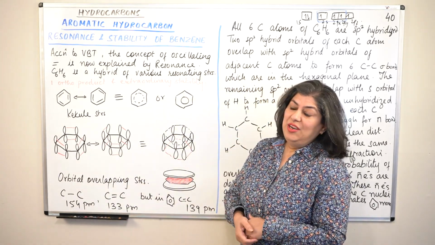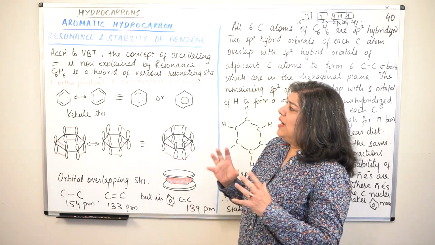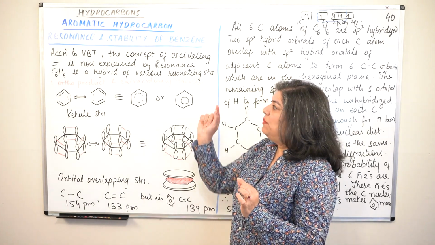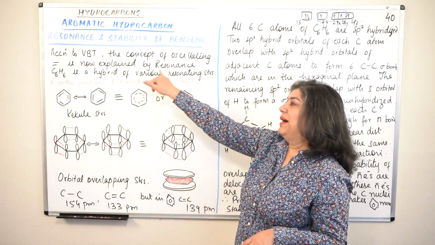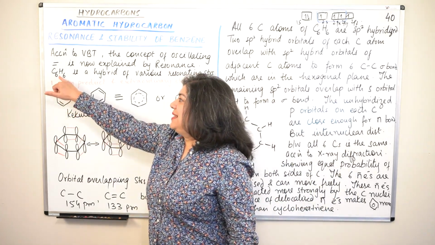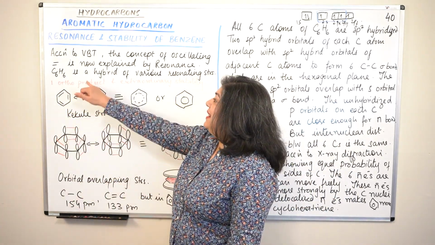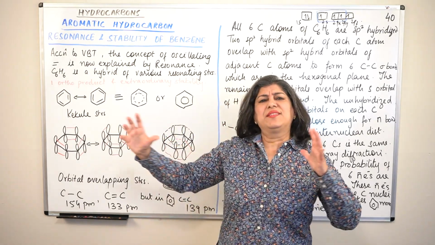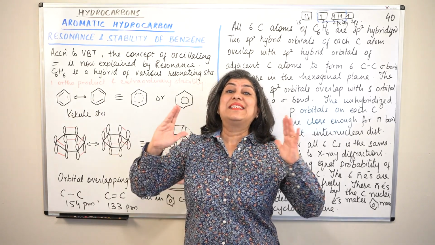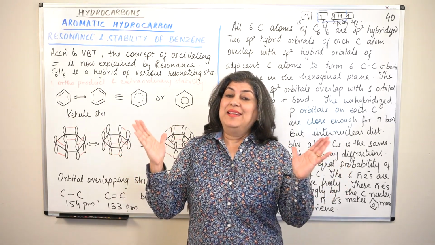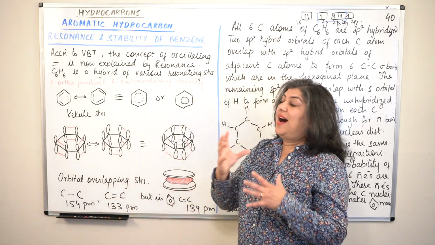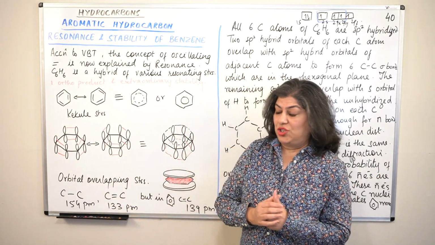Resonance and the stability of benzene. According to the valence bond theory, the concept of oscillating double bond is now explained by resonance that I just told you. So according to that, C6H6, that is benzene, is a hybrid of various resonating structures. The two Kekulé structures are only extreme structures. And the resonance can only be explained as a hybrid of many structures.